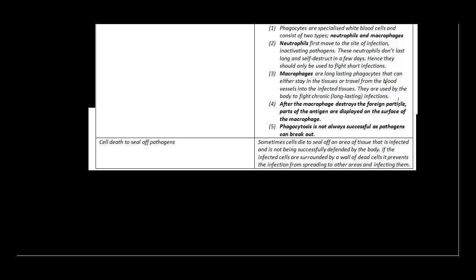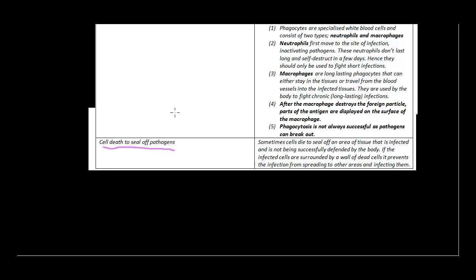Now, the last mechanism that we need to talk about in the second line of defense is called the cell death to seal pathogens. Now, cell death to seal pathogens is as easy as it sounds. Cells die in order to not let the pathogens get out. That's pretty much it in like one sentence.